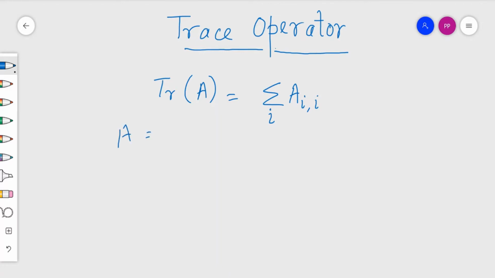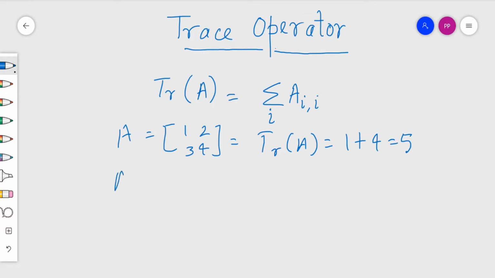For example, say we have matrix A with elements 1 2 3 4, then we have the trace of A as 1 plus 4, the principal diagonal, and this is equal to 5. I take another example of matrix 1 minus 2 3 minus 4, then we can have the trace as 1 minus 4 equal to minus 3. So the trace operator is used in the simplification of complex mathematical operations, especially when we apply the knowledge in the context of machine learning.